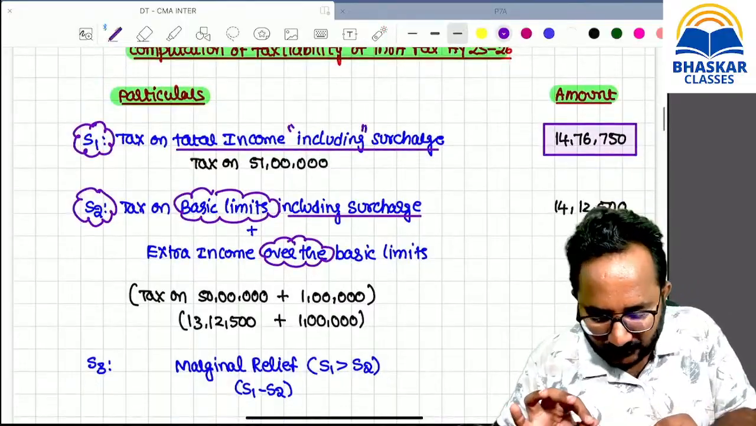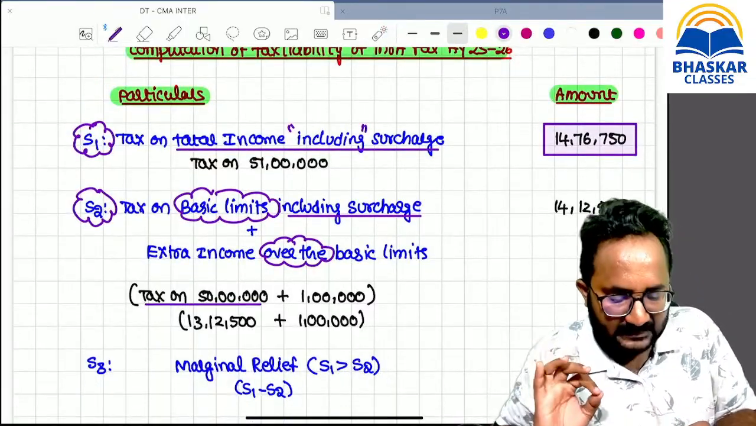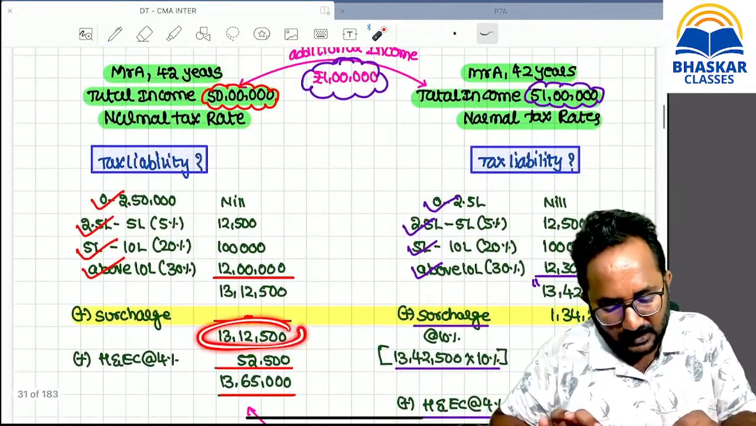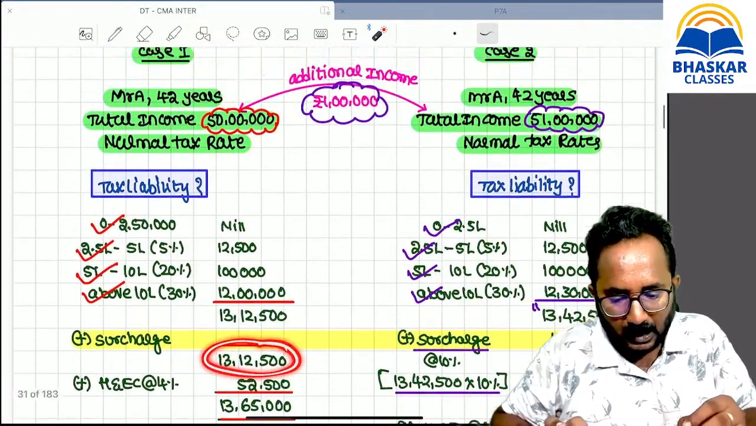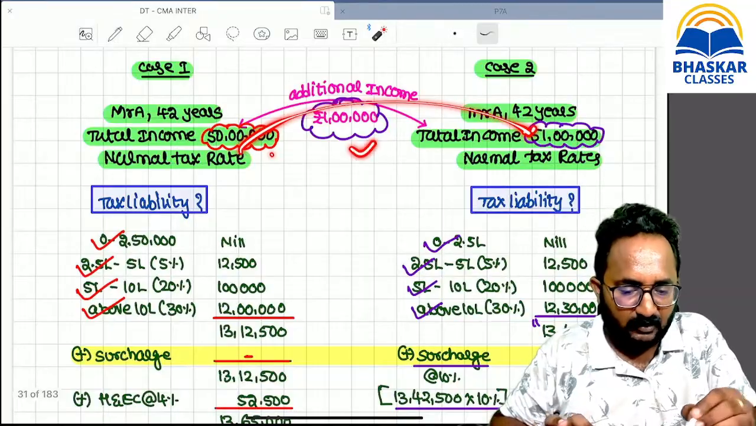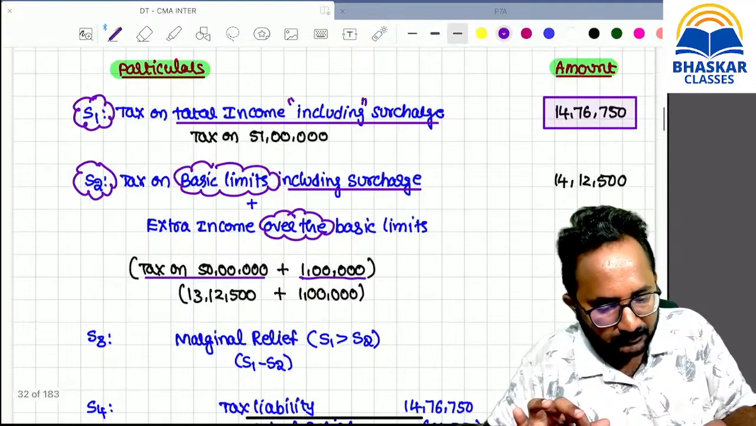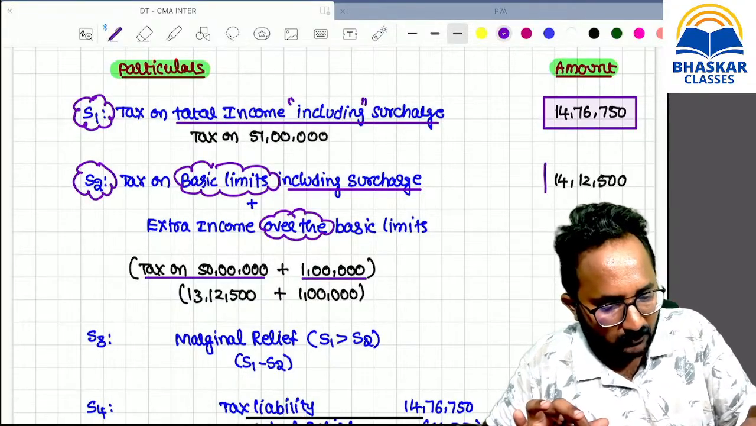So tax on 50 lakh including surcharge. Can you tell me tax on 50 lakh including surcharge, how much? 13 lakh 12,500. And over and above the basic limit, 1 lakh is there. Please add these two things. So how much will you get? 14 lakh 12,500.